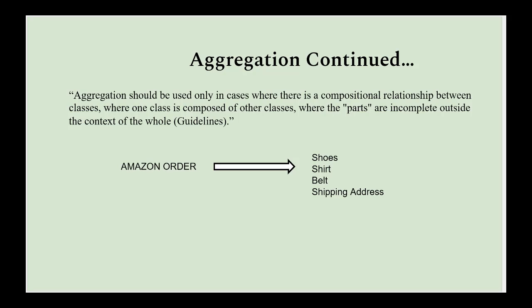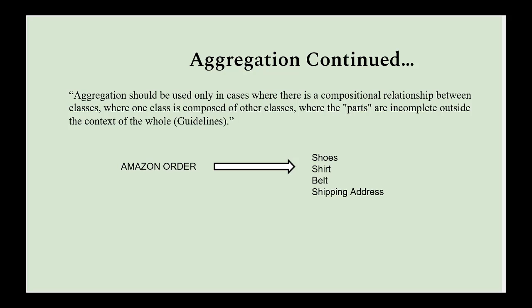Okay, so you might be thinking, when should aggregation be used? And the answer is pretty simple if you think about it. Aggregation should be used in cases where there's a compositional relationship between classes. Essentially where one class is composed of other classes, where the parts are incomplete outside of the context of the whole. So think of an Amazon order.